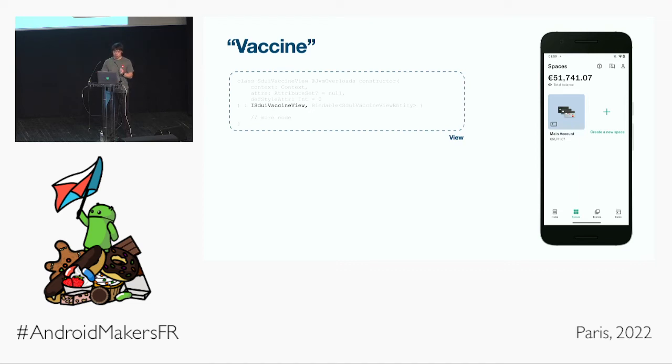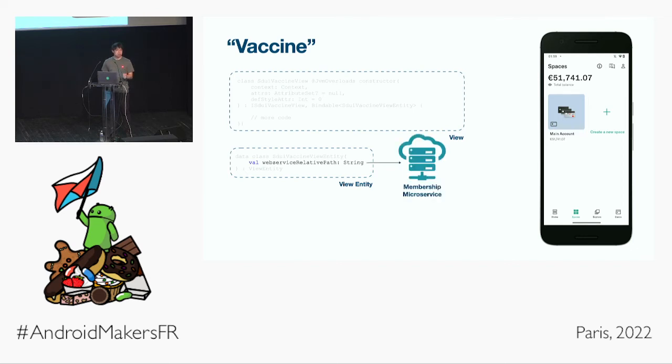And the thing that is super magic is this view entity. What is the parameter of this view entity? It's a path. What is this path? It's the web service relative path. We just need to pass the path to this microservice. And this microservice is in the membership. We know what is the business logic of this component. So they will just consume and they will load in the screen a server-driven UI component.